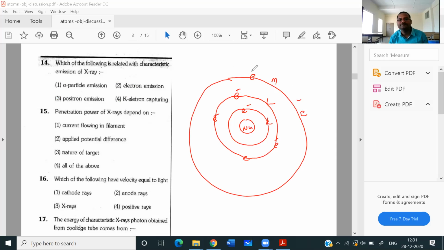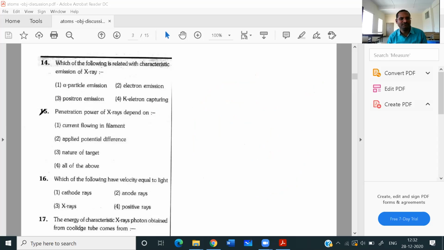In an X-ray tube, fast moving electrons come and hit this target element. Due to this, a vacancy will be created, one small hole, we can say. Now this hole will be filled by an electron from a higher energy level, so it will capture this electron; this we call K capturing. Due to this a radiation will be emitted, and that radiation wavelength comes under X-ray radiation. Clear?